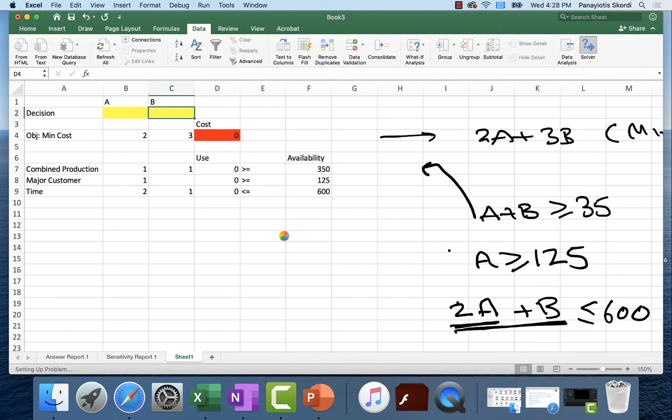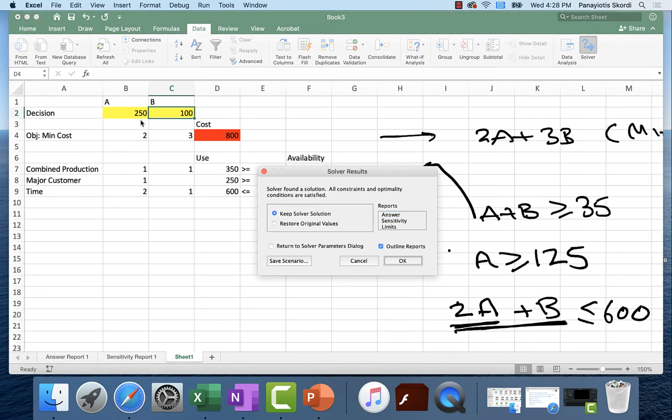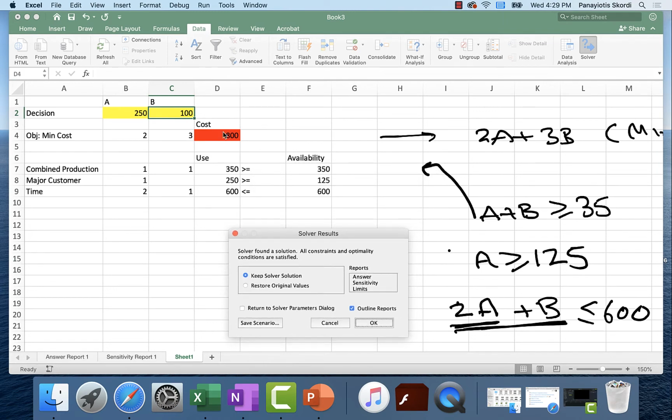And that's going to tell us in here the decision as to how many gallons of A and how many gallons of B we should actually make to minimize our costs. And it turns out to be 250 gallons of A and 100 gallons of B. If we do that, our cost will be 800, and that's the minimum. And they fulfill all the requirements we have in here. So that's how quick it is to do a question. Once you get used to it, it works quite quickly.